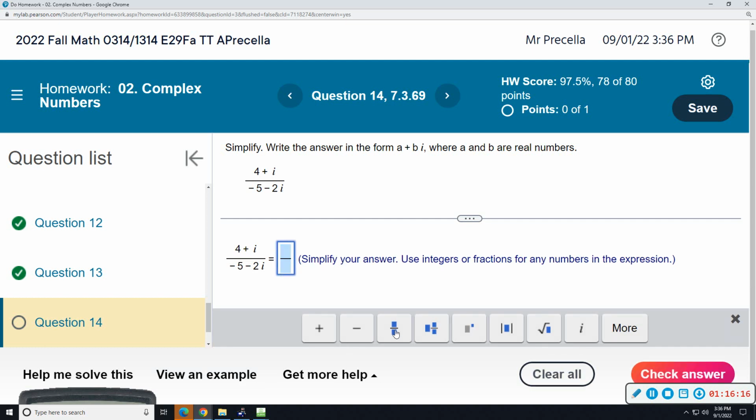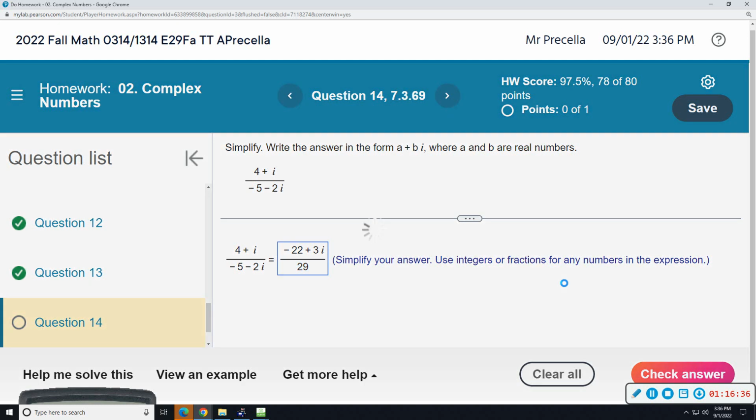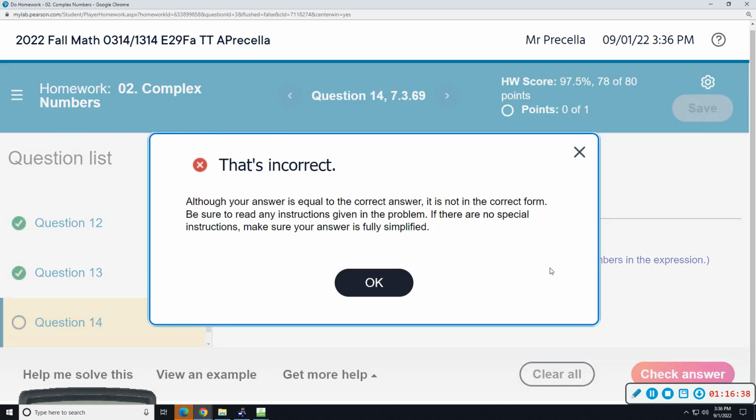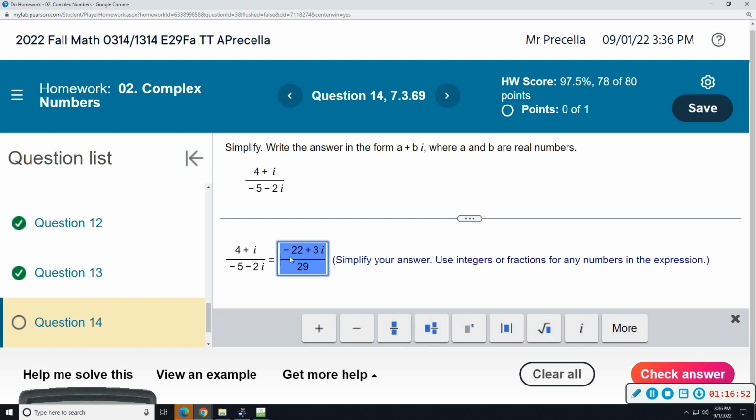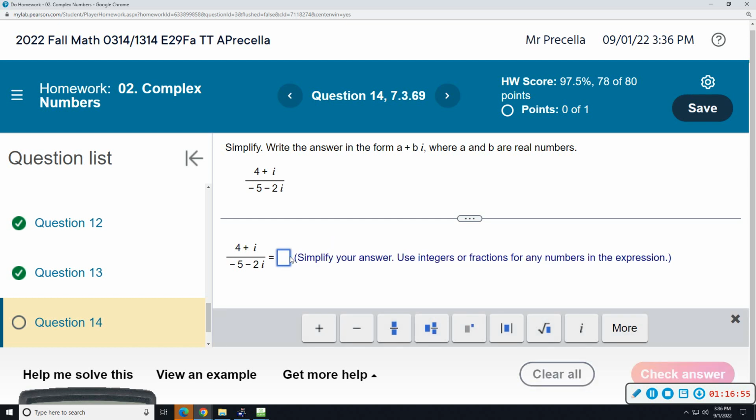Fraction. What was it? Negative 22 plus 3i. I sort of wish that it would, because that's how I used to type it in. No, you've got to split it up. Your answer is not in the correct form. Read the instructions. And the instructions talk about a plus bi. So let me just erase all of that.